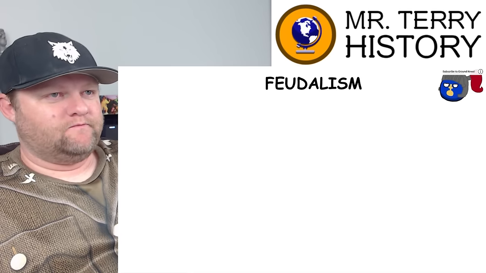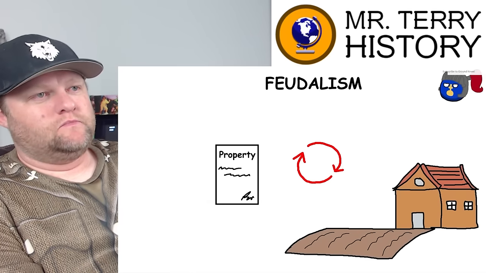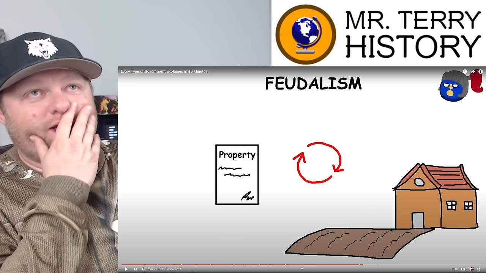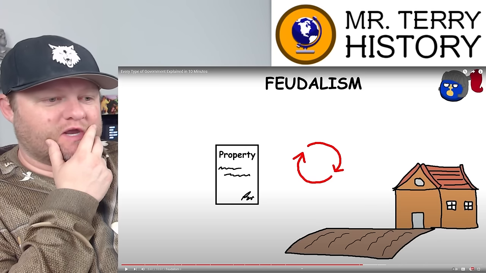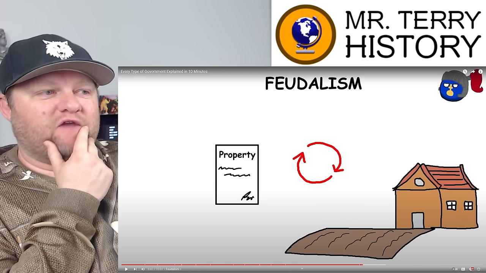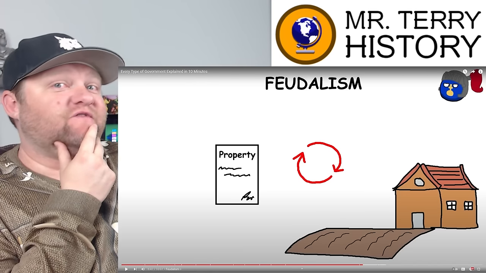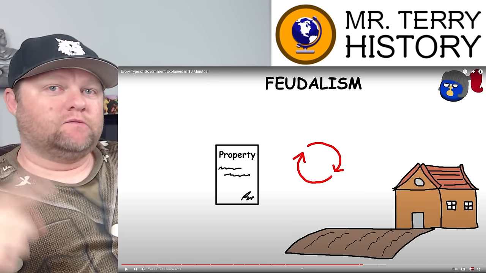Feudalism. Feudalism was based on the exchange and property of land. Feudalism often results from a lack of centralized government. I feel like, looking at it historically, it is a natural thing that evolves when there is no centralized government, or when a centralized government fails, feudalism naturally happens.